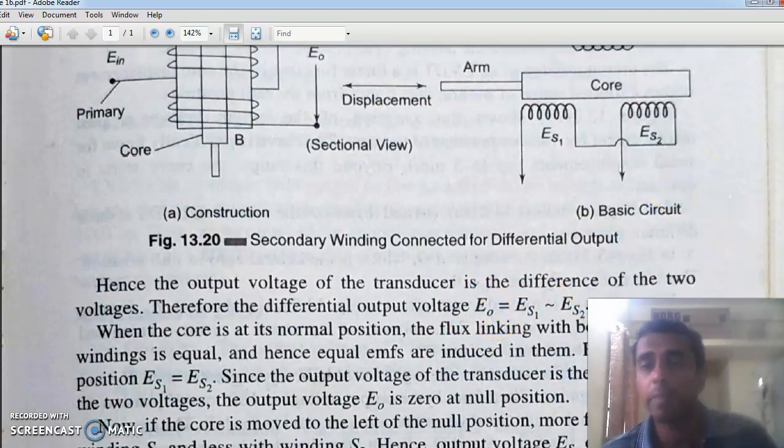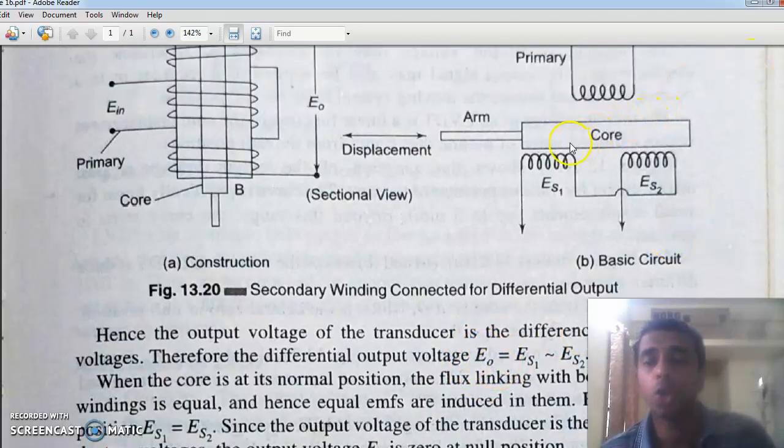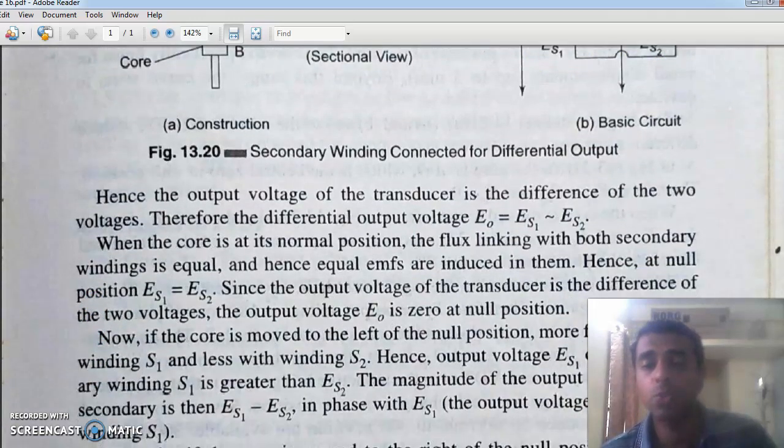Now similarly, what happens when the core is moving from left to right? There are less flux linkages with S1 and more flux linkages with S2. When ES2 is increasing and ES1 is going down, the magnitude of E0 decreases, that is, it goes to the negative side. So a negative voltage shows that the core is moving to the right side, whereas a positive voltage shows that the core is moving towards the left side.